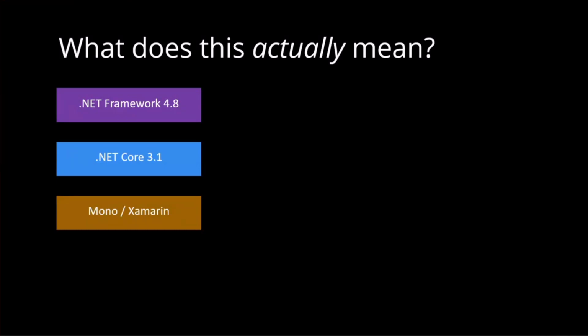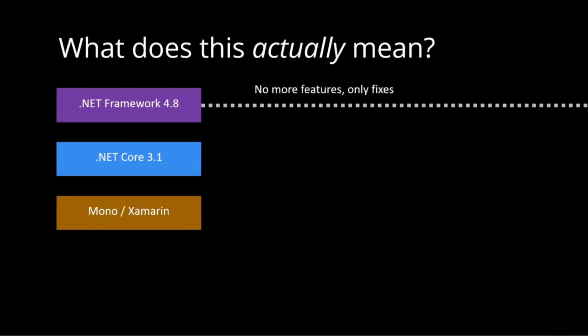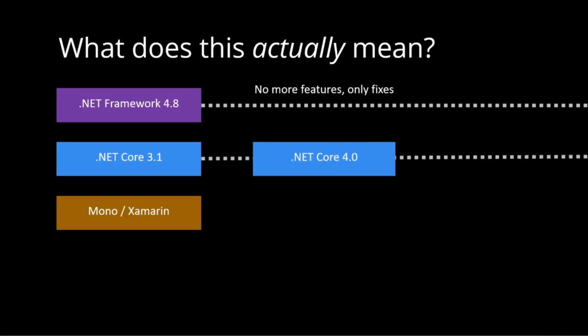What does this actually mean? Because you might have applications in .NET Framework 4.8, .NET Core 3.1, or various versions of Mono and Xamarin deployed to the various mobile devices, right? So .NET Framework 4.8, there's no more new features we're going to be deploying there, only fixes. This means that you're still going to get great support, still going to ship with Windows, still going to be able to build and target it, but you're not going to see some of the new features that folks want as we go to modern web development and modern application development.